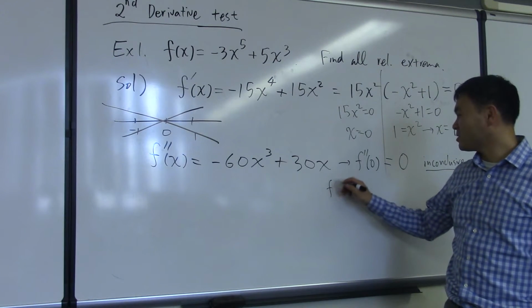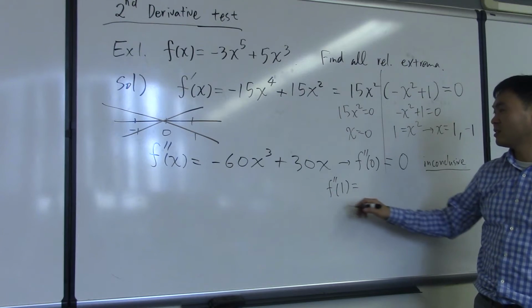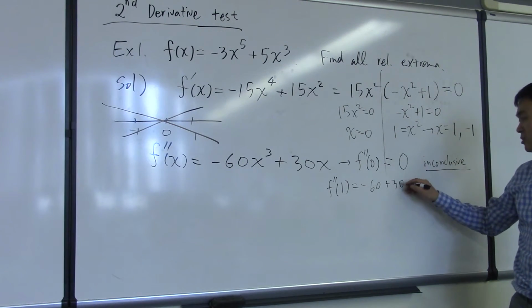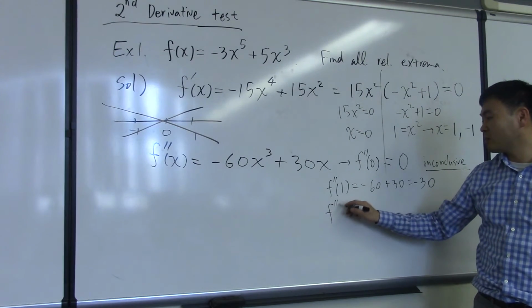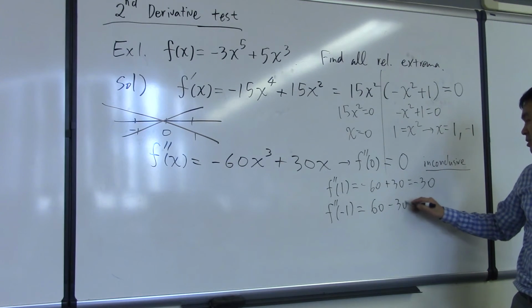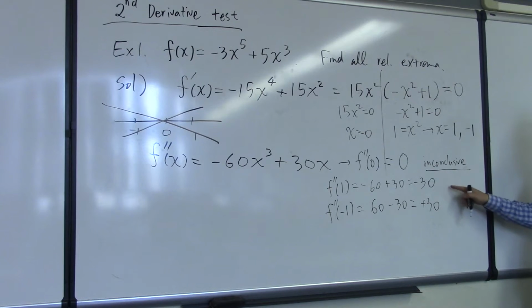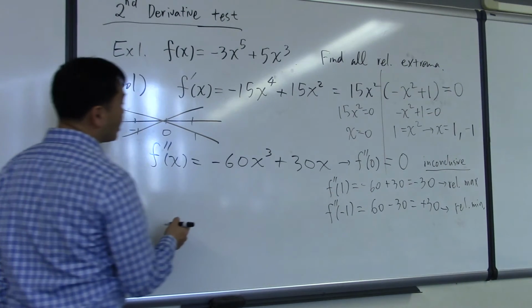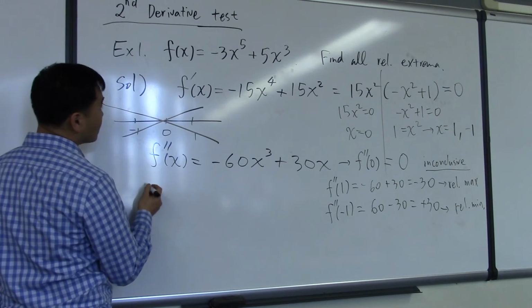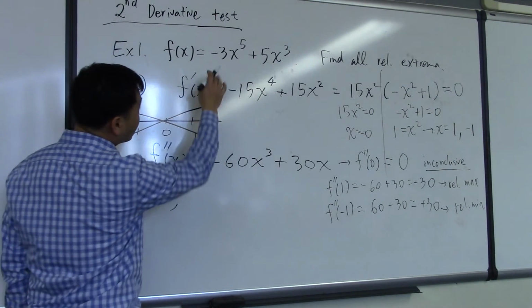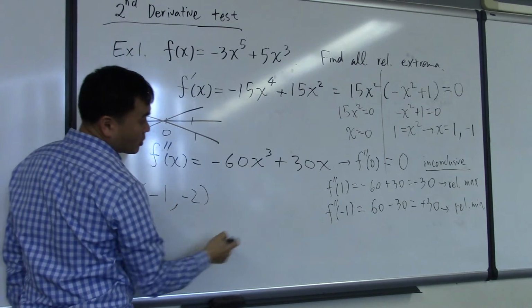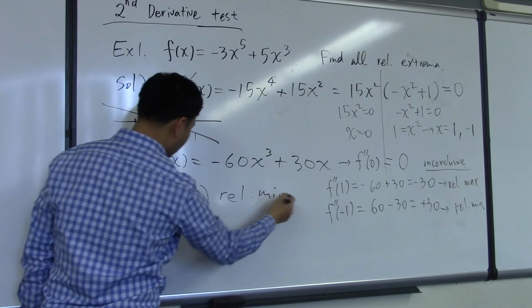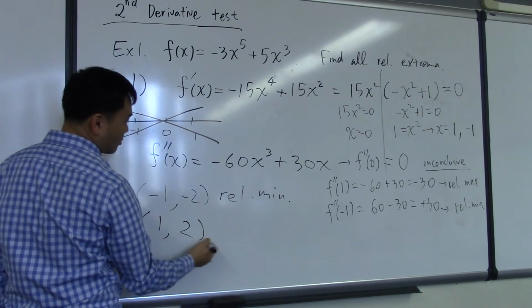But f double prime of 1 is negative 16 plus 30, so it's positive 14... f double prime of 1 is negative 30. f double prime of negative 1 gives you 16 minus 30, so it's positive 30. If it's negative, it's a frowning face, so what do you get? Relative maximum. And if it's positive, it's a smiley face, so relative minimum. Therefore, you can say that negative 1 comma negative 2 is a relative min, and for 1, if you plug in 1, it's positive 2, so it's a relative max.